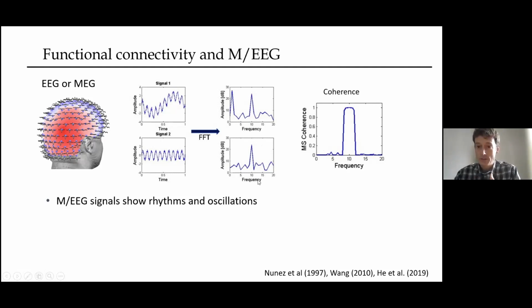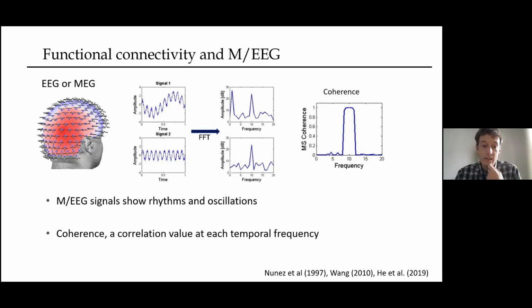So this frequency specificity is the reason why coherence is in EEG and MEG usually a traditional method of choice. It's a correlation value at each temporal frequency, and it is the standard method in MEG studies.